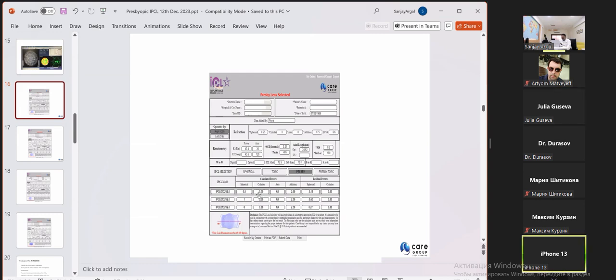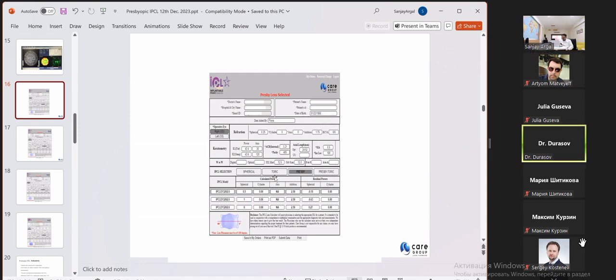Can I move forward? I think yes. Yeah. So this nomogram offered 0.5 diopter for far focus and the addition is 2.5. Because patient is about 40 years old. You can see the date of birth here. So this is how nomogram works.